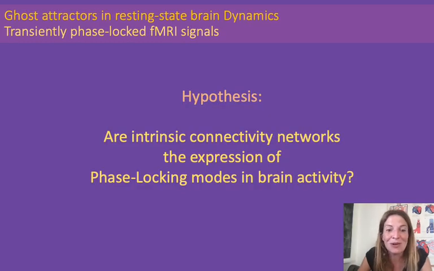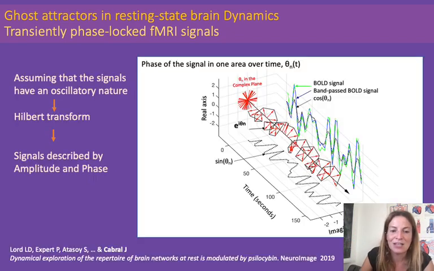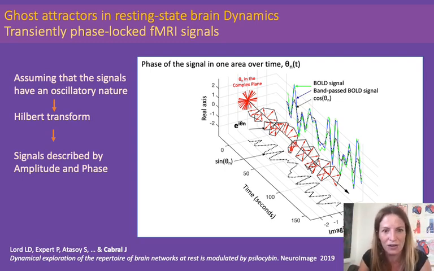And this is the repertoire. So now this builds an hypothesis of, are these intrinsic connectivity networks that we are detecting in the resting state the expression of phase locking modes in brain activity? And to analyze this, we need to analyze the phase of the signals that we are detecting. And assuming that there is an underlying oscillatory nature in the fMRI signal, which is typically detected in this range below 0.1 hertz, but we are finding consistently, there are new reports showing that this extends probably up to slightly higher frequencies, up to 0.2 or 0.3 hertz.